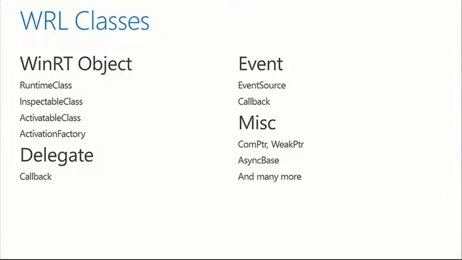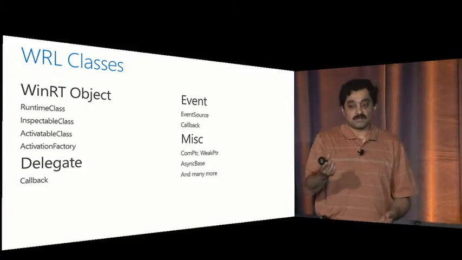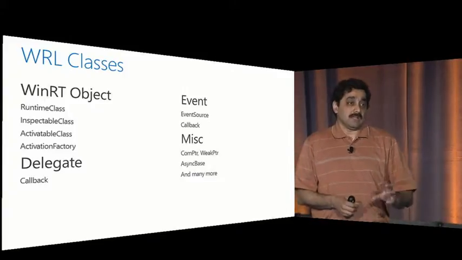So event source is a way where you can say, I am writing a WinRT component, I want to now have an event where I want to fire some event and I want subscribers. Event source lets you take care of that for you. Callback, again, is on the client side where you are saying, I am interested in receiving an event. So you can use callback to create.